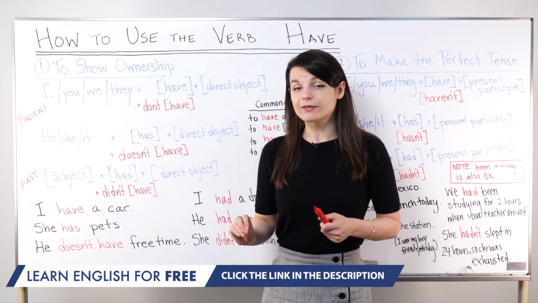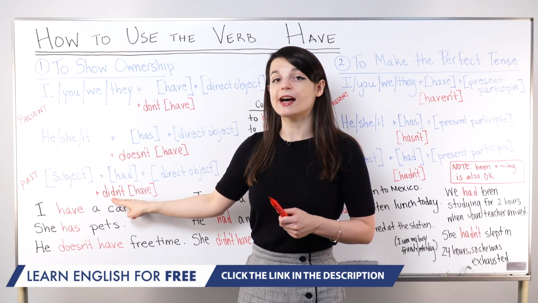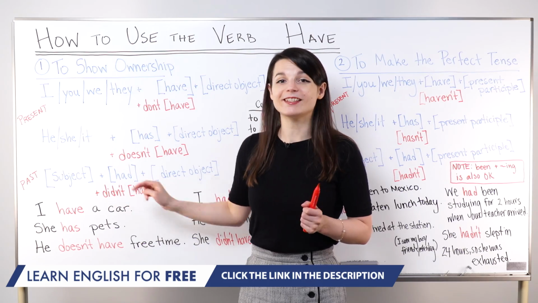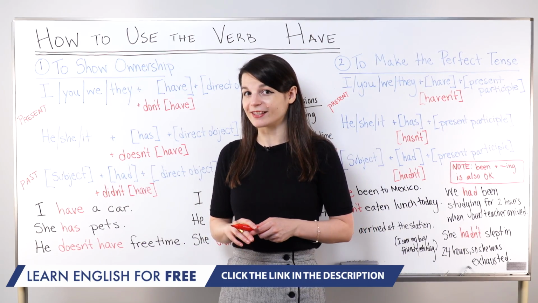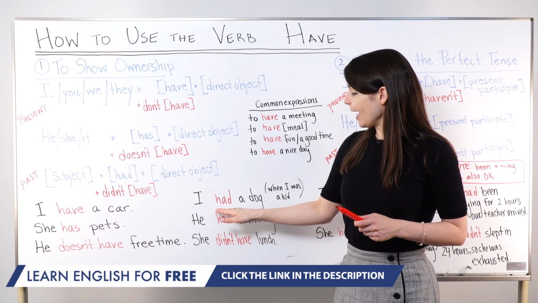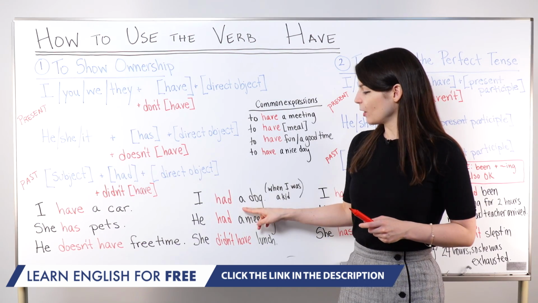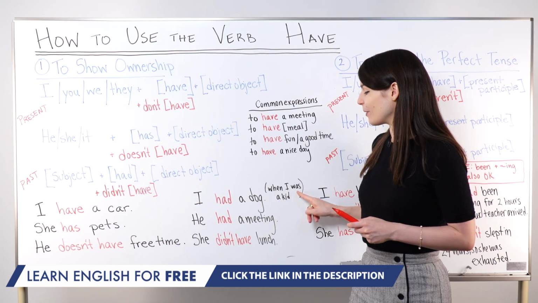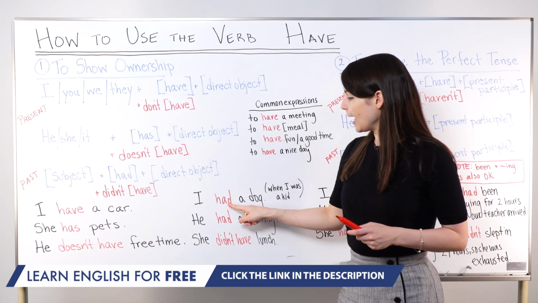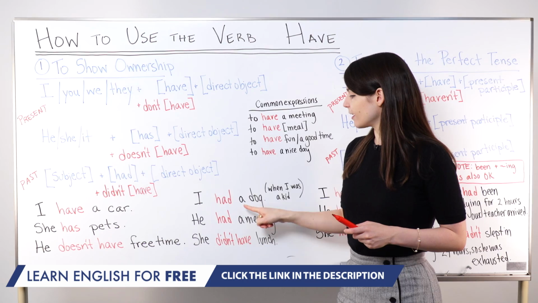To make the negative in the past, we use didn't have. Didn't have is the reduced form of did not have. Let's take a look at some examples that use past tense then. So here, first, I had a dog. I had a dog. You might use this when telling a story, like when I was a kid. So here my subject is I. I've used had, the past tense form of have, and my direct object is a dog.